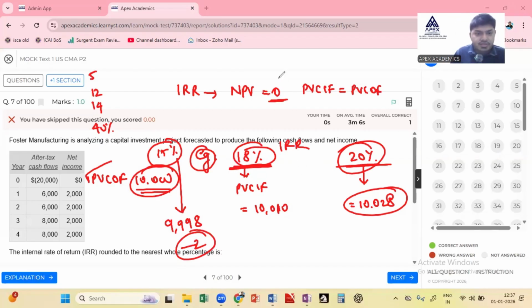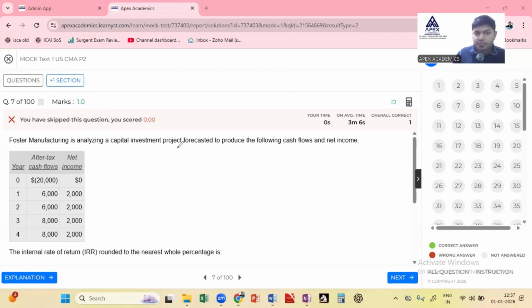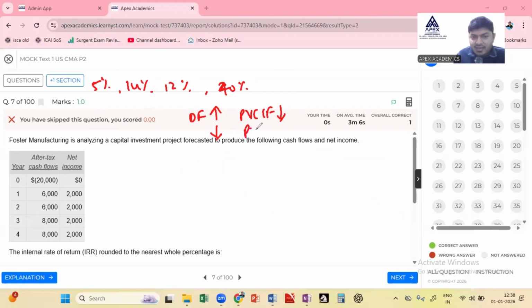Now let's do the calculations. They are giving us four options. What are the four options that this question provides us? 5%, 14%, 12% and 40%. Now always remember one thing, as the discounting factor percentage will increase, the present value cash inflow will decrease, and as the discounting factor will decrease, the present value cash inflow will increase. That's the concept. Now, the highest present value cash inflow will be at 5% and the lowest will be at 40%. They are the farthest possible alternatives.